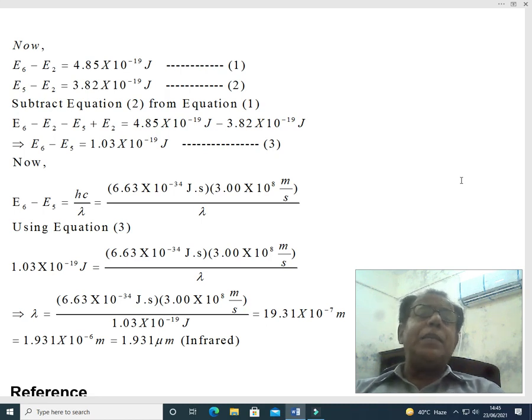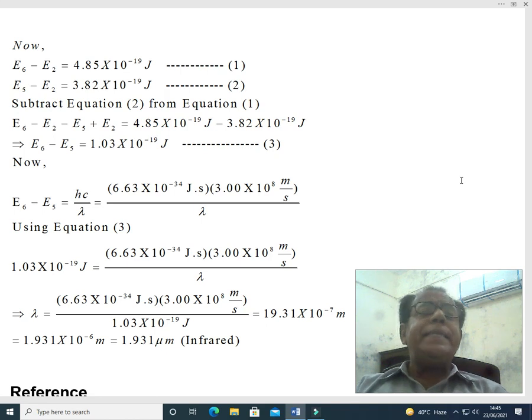To the first result we have given the name equation number 1, and to the second result we have given the name equation number 2. Subtract equation 2 from equation 1. In this way, dear students, E2 will be eliminated, because E6 minus E2 minus E5 plus E2. Okay, so minus E2 and plus E2 will cancel out, and we will find the difference E6 minus E5.